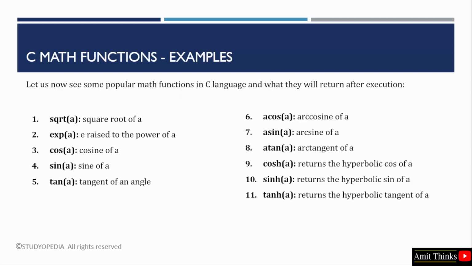Now we will see some popular math functions. With that, we will also learn about their usage with code. So let us start with the square root. If you want to find the square root of a number, then use the sqrt function in C language. Let's see them one by one.